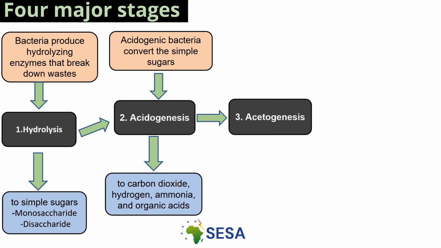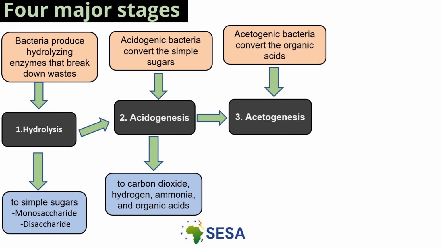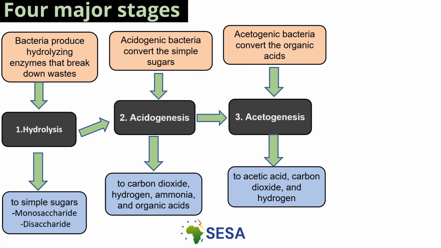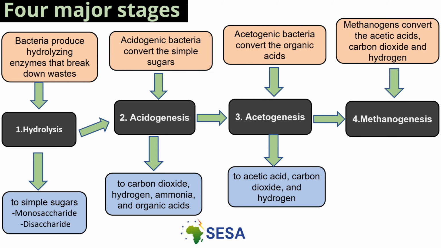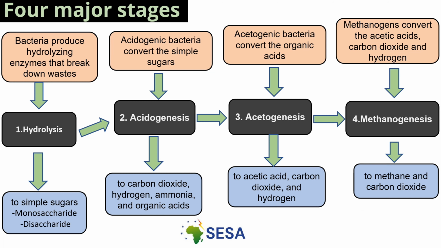Acetogenesis is the third step whereby acetogenic bacteria convert the organic acids into acetic acid, carbon dioxide, and hydrogen. Methanogenesis is the final step. Methanogenic bacteria convert the intermediate products produced in the preceding stage into methane and carbon dioxide. Various kinds of feedstocks such as manure, municipal solid waste, fats, oils and greases, food scraps and sludge can be used in anaerobic digestion.